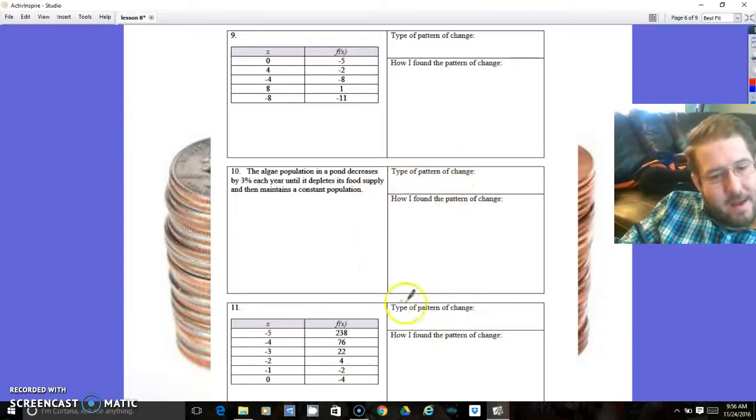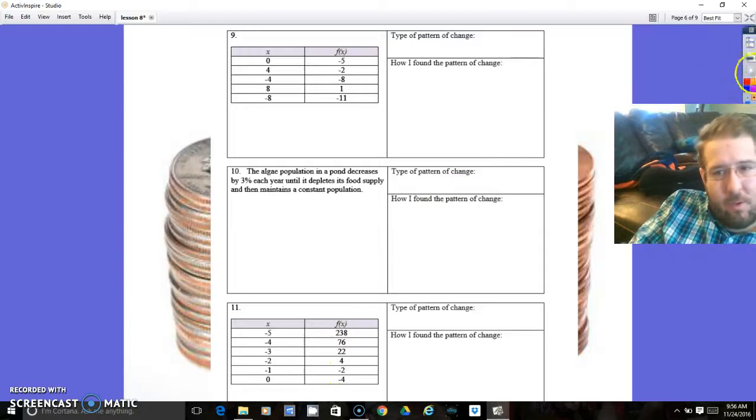And last but not least, we got a neither here because there really is no pattern. If you look up here, what would you multiply negative 4 by to get negative 2? That'd be a half. But then times a half doesn't work again. So that's not equal factors. And it's definitely not equal differences.